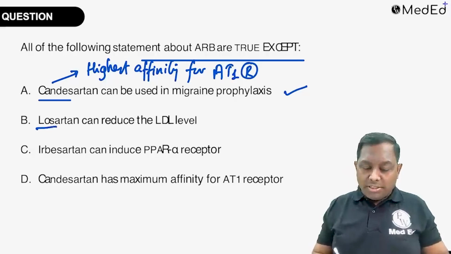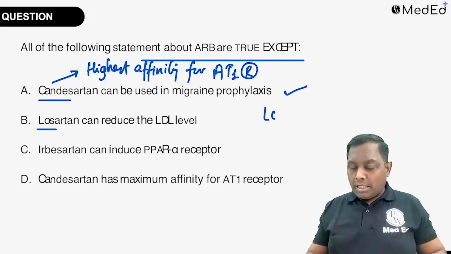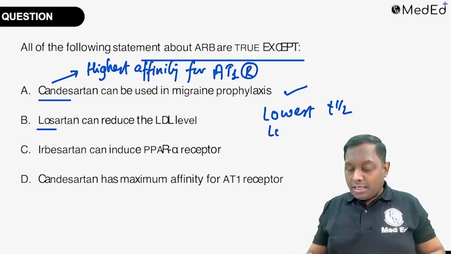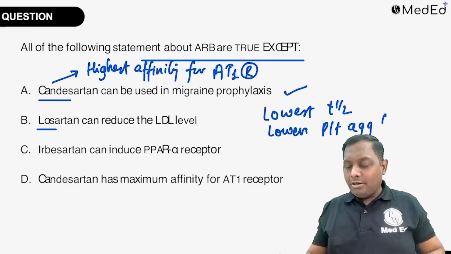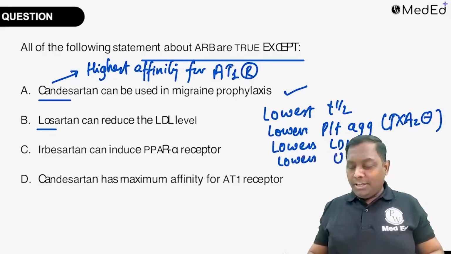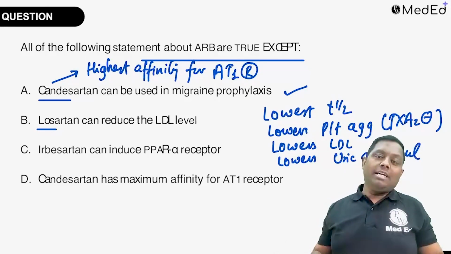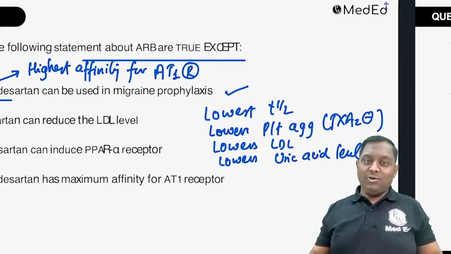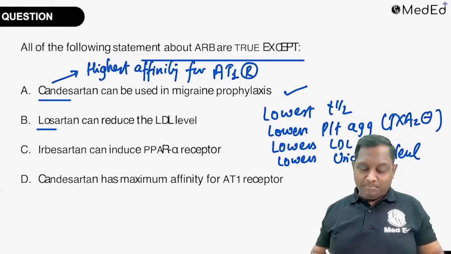Losartan, it lowers everything. So losartan, it has the lowest half-life. हाँ जी. Losartan, it also lowers the platelet का aggregation because of the thromboxane A2 inhibiting property. Losartan, it also lowers the LDL level. Losartan, it also lowers the uric acid level because of the uricosuric property. So losartan हर चीज को लोअर करता है.